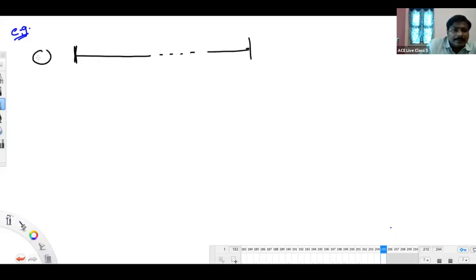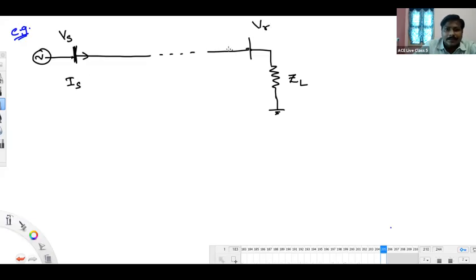On one side you might have a voltage source, as we said, and on the other side we have a load. Load in the sense it's a resistive load, and this load impedance is ZL. Just follow the words, please. See, this is the sending end voltage Vs, sending end current Is, and this is the receiving end voltage VR, and then the receiving end current I am showing as IR.